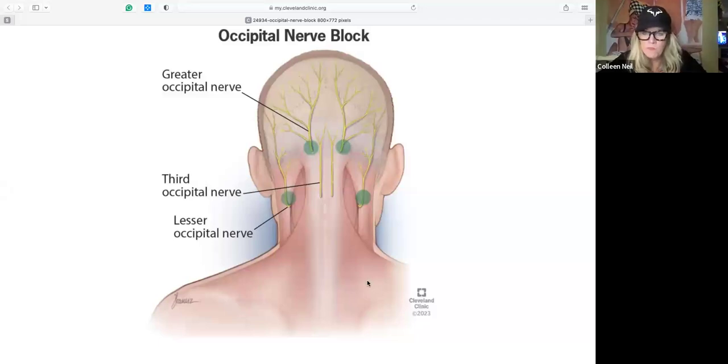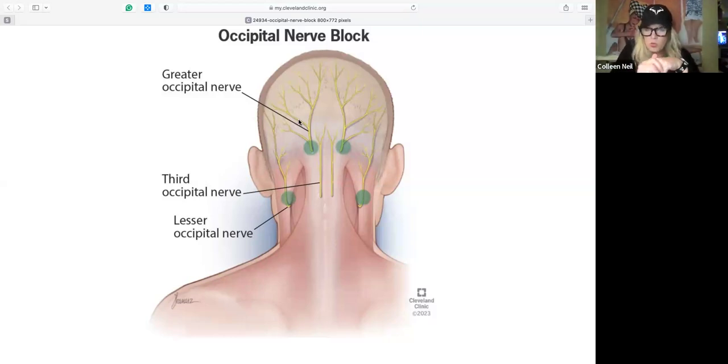This is an image that I chose that relates to an occipital nerve block. On either side of your head, on both the left and the right side, you have three of these main occipital nerves, and occipital meaning the back of your head, the posterior part of your head. Here you have the greater occipital nerve, and you'll notice you have this main large nerve, but they branch out. Each one of these branches out throughout the back of your head.